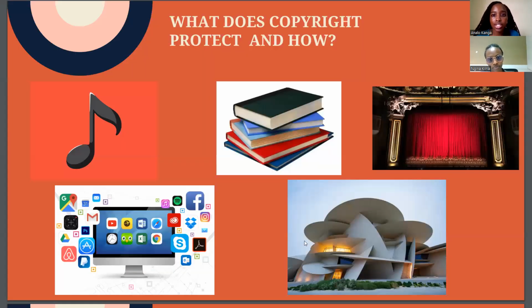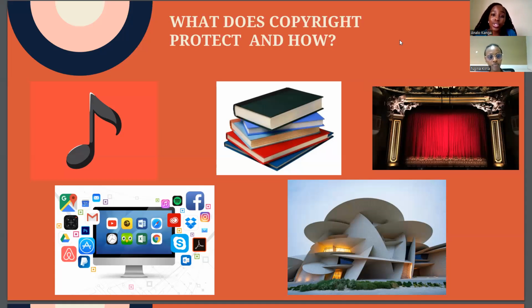So the first thing here, as you can see, is what does copyright protect and how, okay? So copyright protects several things. As you can see here, I have a few images. So the first image is music. And the biggest mistake people make is assuming that copyright only protects music, okay? But copyright protects several things.